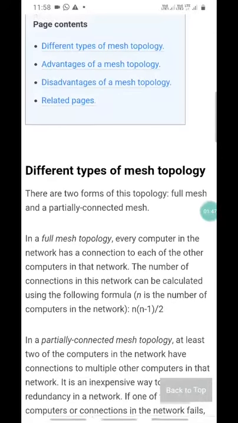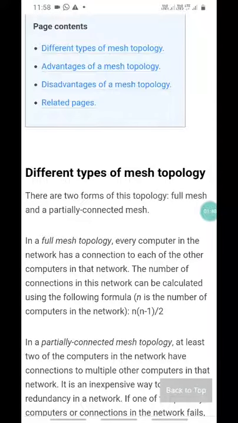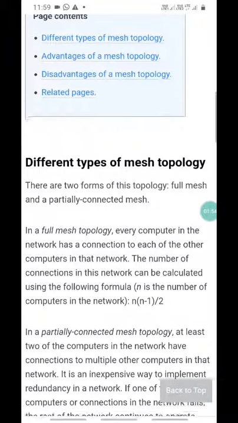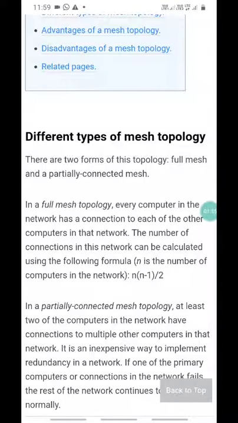Different types of mesh topology are here. There are two forms of this topology: full mesh and partially connected mesh. In full mesh topology, every computer in the network has a connection to each other computer in that network. The number of connections in this network can be calculated using the formula n(n-1)/2, where n is the number of computers in the network. This is the full mesh topology. It means each and every computer is connected to each other.